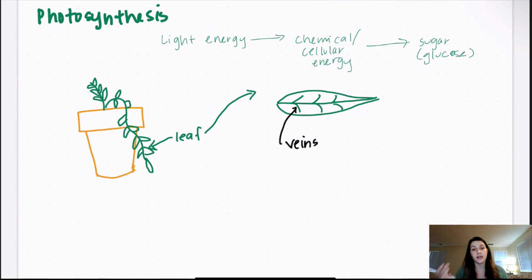Those veins on the plant transport nutrients like water and sugars and gases throughout the plant. Just like we have veins in our body that transport blood, the veins of the plant do a really similar job. So I'll write that. Veins transport carbon dioxide, CO2. That's what plants like to breathe, not that they breathe, but you get what I'm saying. And nutrients throughout the plant.